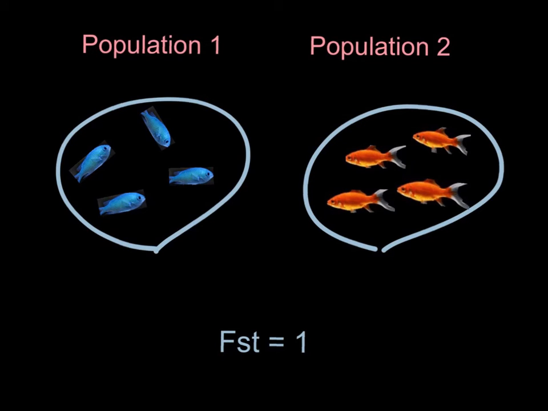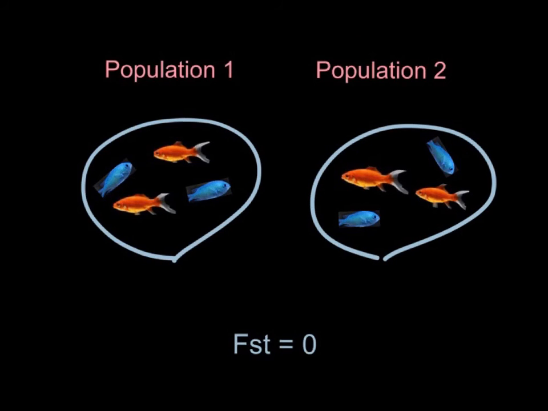Now we're going to compare the FST ranges. In this example, the FST equals 1. This indicates that there is no overlap at all in the allele frequency of the subpopulations. In this example, in population 1, all the fish have the allele A, and in population 2, all the fish have the allele B. Thus, they are very distinct populations.